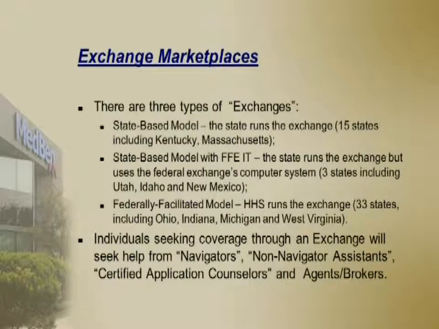There are currently 3 types of exchange, or 3 models that are up and running, maybe that's a little bit too optimistic, but will be up and running October 1st in the United States. The first is the state-based model, and there are 15 states, including Kentucky and Massachusetts, that actually have state-run exchanges. They're not working with the federal government. They obviously have to interact with the federal government with regards to information, with regards to wages and household incomes and things like that, but they are running the exchange themselves.